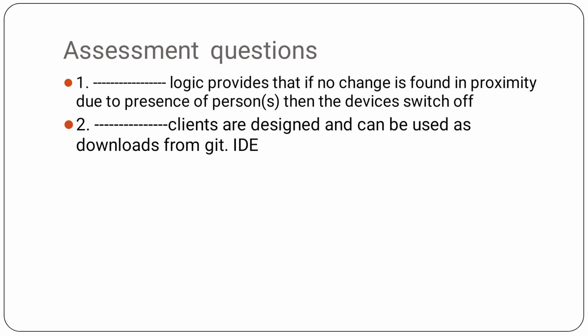What logic provides that if no change is found in proximity due to the presence of a person, the device is off? So already you know what logic we use. Which GUI client is designed and can be used to download GitHub? So these are all the important topics that you should know about smart home automation. Thank you.